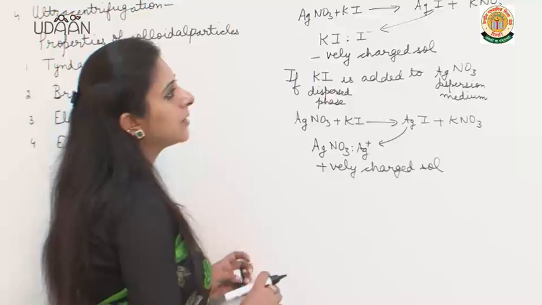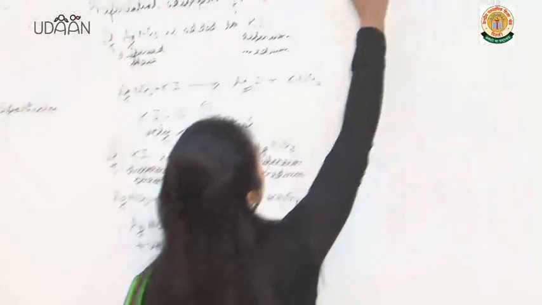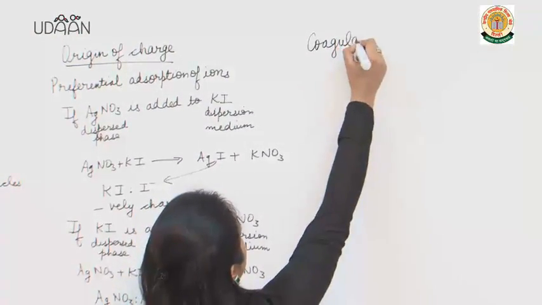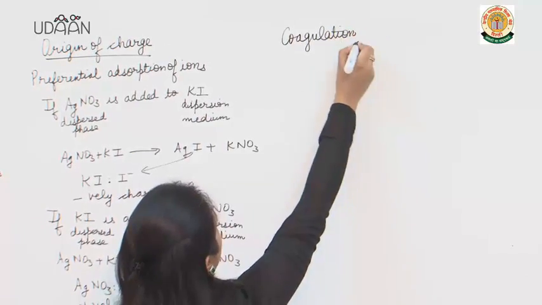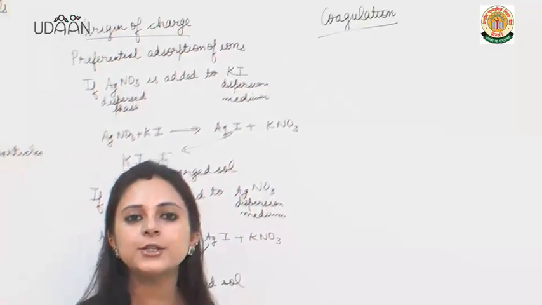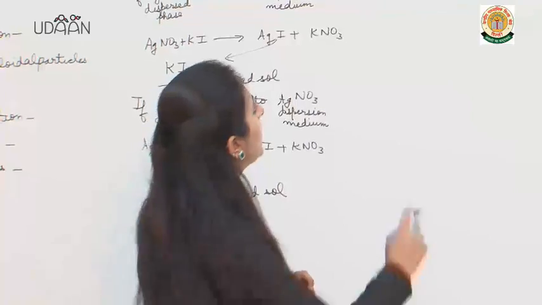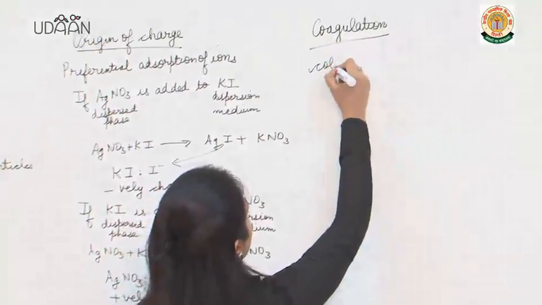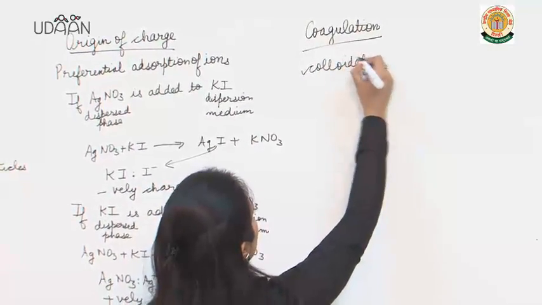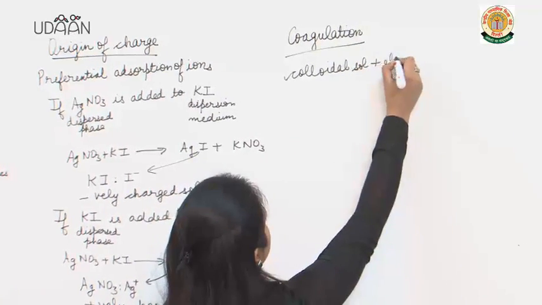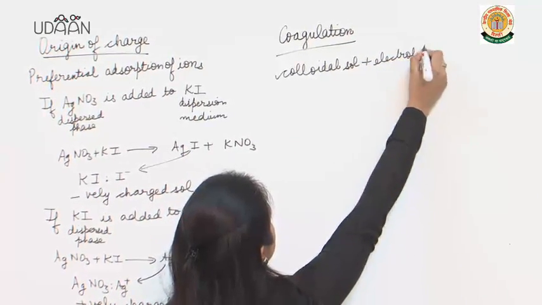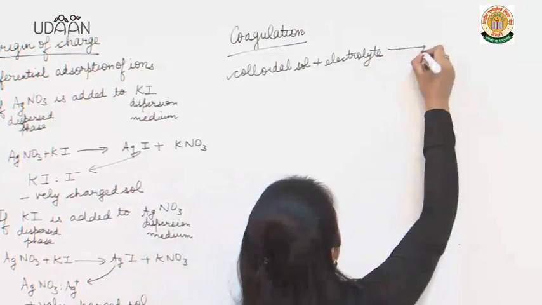Now let us understand the concept of coagulation. What is coagulation and how does it take place? When we add an electrolyte to a colloidal sol, coagulation takes place. It gets coagulated.